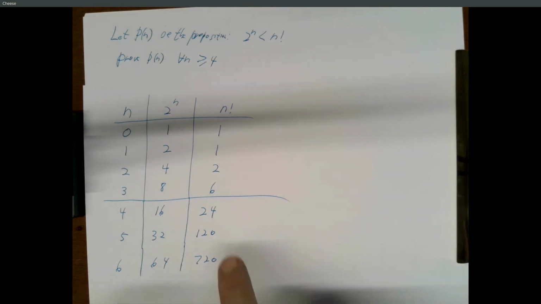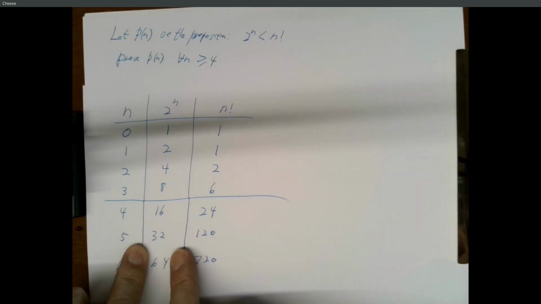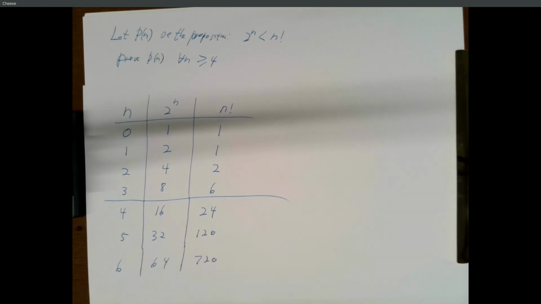Well, why is this happening? Why is this column growing so slowly and this one growing so quickly? Why do I have confidence that when I write down my values for row 7, this is still going to be smaller than that? You mean like intuitively? Yeah. Because you're multiplying the 2 to the n by 2 every time. As the factorial grows, you're multiplying by 8 or 9.